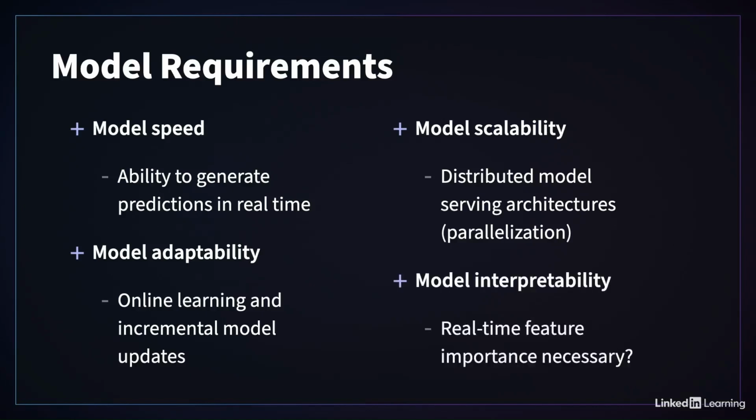And depending on the use case, model interpretability may also be necessary. Some use cases just require fast predictions, but other use cases, like credit risk scoring, need fast and explainable predictions with real-time feature importance calculations on the fly.